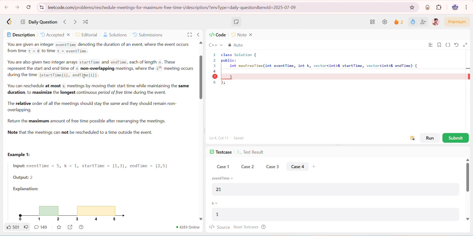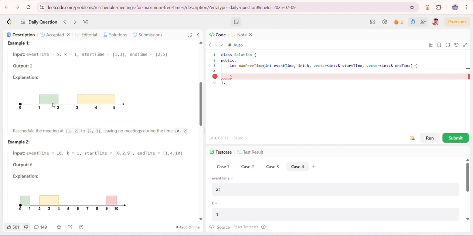Actually, what can you do now? You can take k of the meetings and move them. For example, this is the time duration of one meeting, and this is the time duration of another meeting. Now if you choose this meeting, you can reschedule it, meaning you can shift it to this side, or you can shift this meeting to here also.